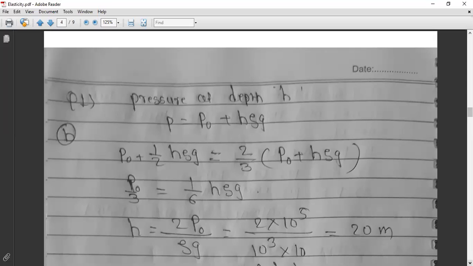What is the given condition? According to the pressure equation, P is equal to P naught plus h rho g. Then compare the two conditions.